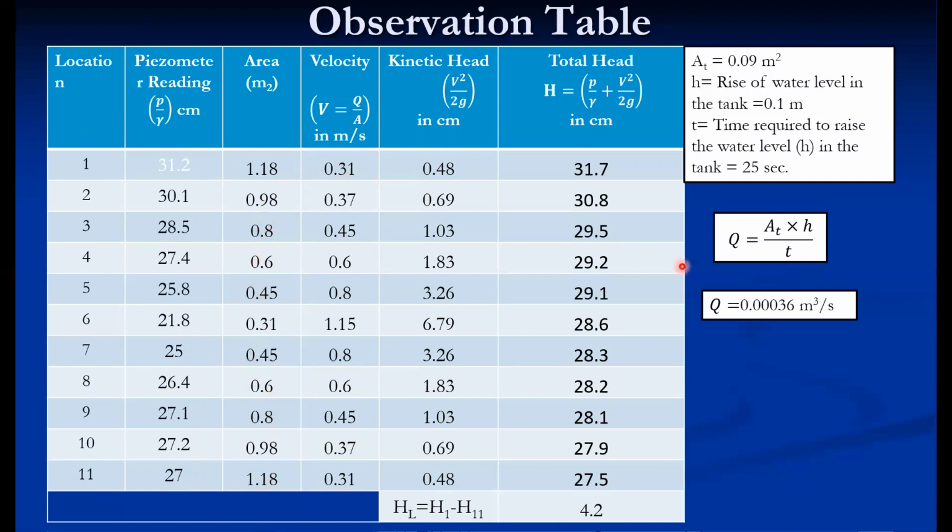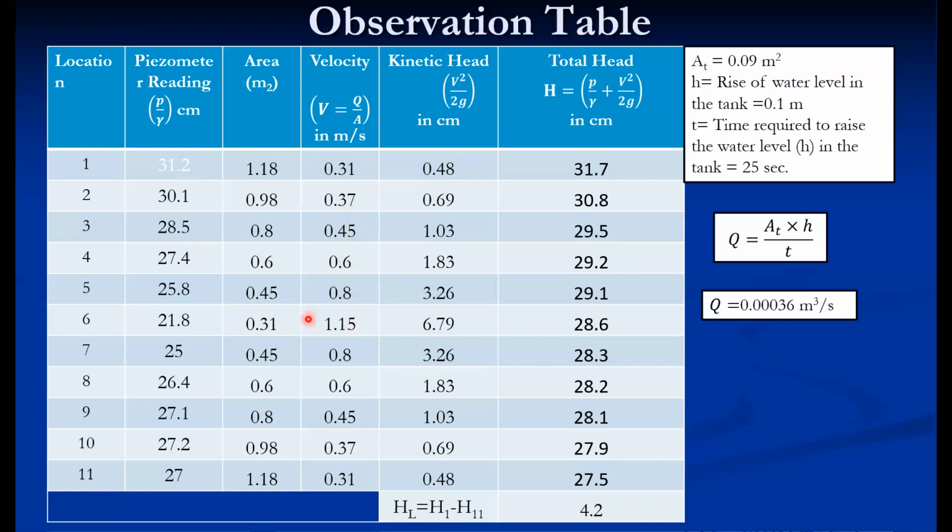Then from the discharge and with the help of the cross-sectional area, discharge divided by cross-sectional area gives us the velocity. So velocity at the respective sections is calculated. Again, you can see as the area decreases, velocity increases because pressure decreases. So pressure energy is converted into kinetic energy. You can realize here that velocity gradually increases.